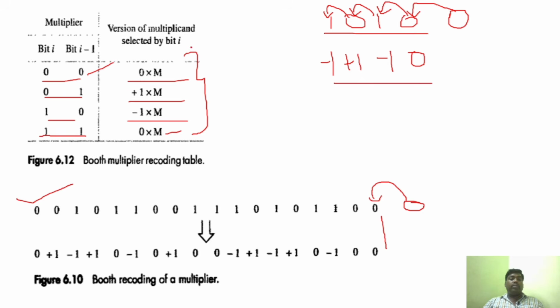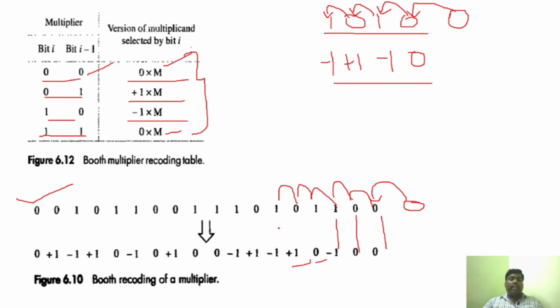So 0 to 0, 0, correct? And then again 0 to 0, it is 0, right? And 0 to 1, it is minus 1, right? From 0 to 1, it is minus 1, from the left hand side, right? And now 1 to 1, it's again 0, right? So 0. And 1 to 0, it is positive 1, right?